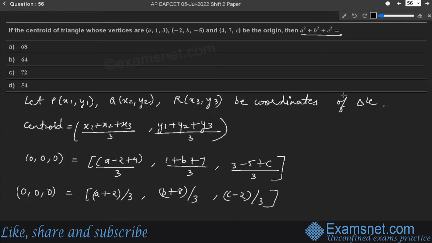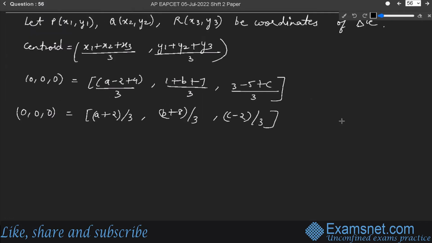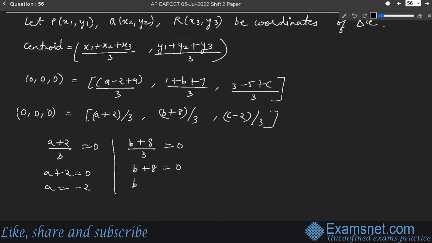On solving this part, we get a plus 2 by 3 is equal to 0. It means that a plus 2 is equal to 0. So a will be equal to minus 2. Similarly, b plus 8 by 3 is equal to 0. So b plus 8 will be equal to 0 and b will be equal to minus 8.